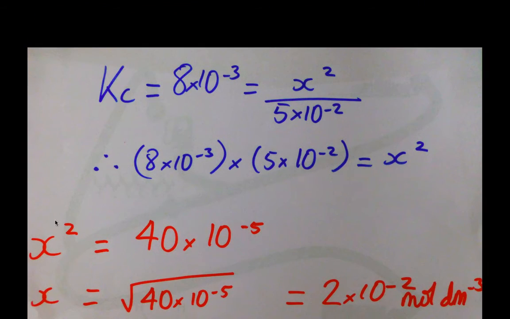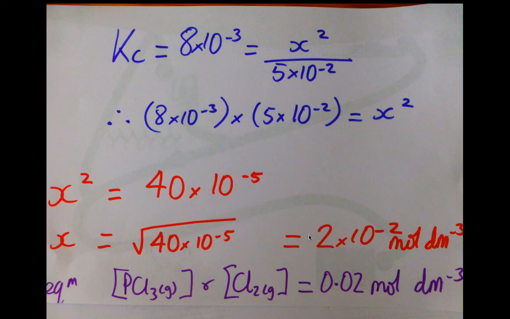Now that's x squared, so if we want to find out what x is, then we just take the square root of it all, and we find it's 2 times 10 to the minus 2. And we were given a concentration, so it's simply 2 times 10 to the minus 2 moles per decimeter cubed, which is the same as 0.02 moles per decimeter cubed.